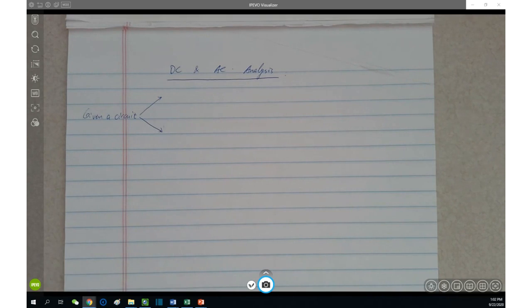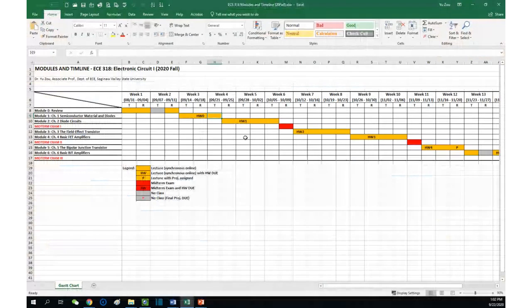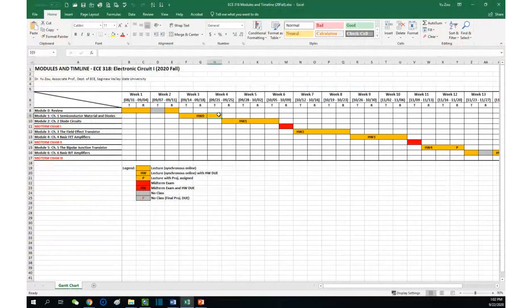All right, let's start. This is ECE 318, and this is our 6th lecture today. First of all, according to the Gantt chart, we are at this particular cell, which is the last lecture for Module 1, Semiconductor Material and Diodes. After today, we're going to have a new module, Module 2, Diode Circuits, and after that we have midterm 1.